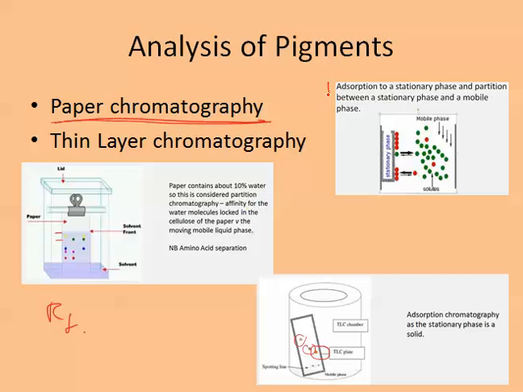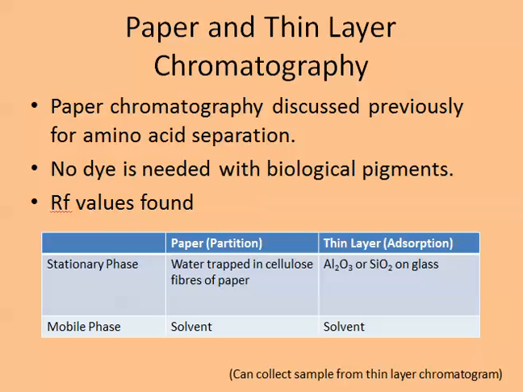So this is adsorption because we're sticking, so thin layer chromatography, adsorption, sticking to that phase. This is more partition because the substance is actually kind of binding to the liquid that's trapped in the cellulose fibers of the paper. This slide summarizes again what we just talked about there with the chromatography.